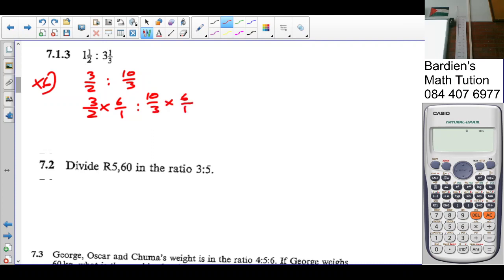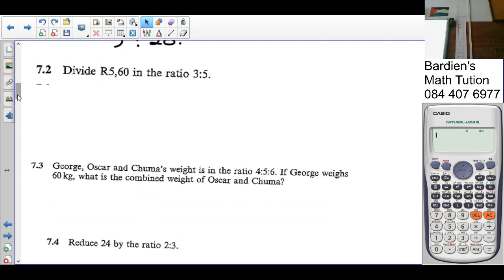You see, this is not like an equation where we take things over the equal sign. Okay? So in other words, 2 going into 2 is 1, 2 going into 6 is 3 times. 3 times 3 is 9. 3 going into 3 once, 3 going into 6 twice. 2 times 10 is 20. So it's going to be 9 over 20.